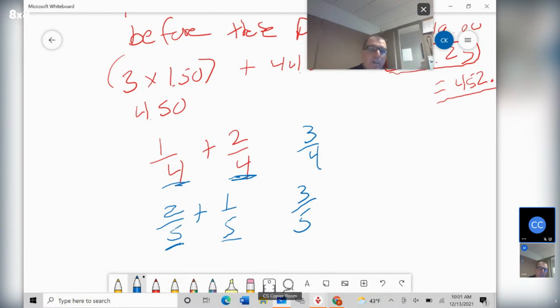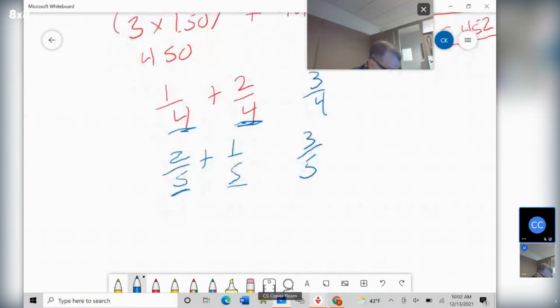So if you get a fraction problem when the denominators are exactly the same, you can just go ahead and add straight across. And this is true for subtracting too. Adding and subtracting are exactly the same. If these were subtraction problems and the denominators were the same, you could just do a straight subtraction across. But what's going to happen is we're going to get fractions with different denominators.